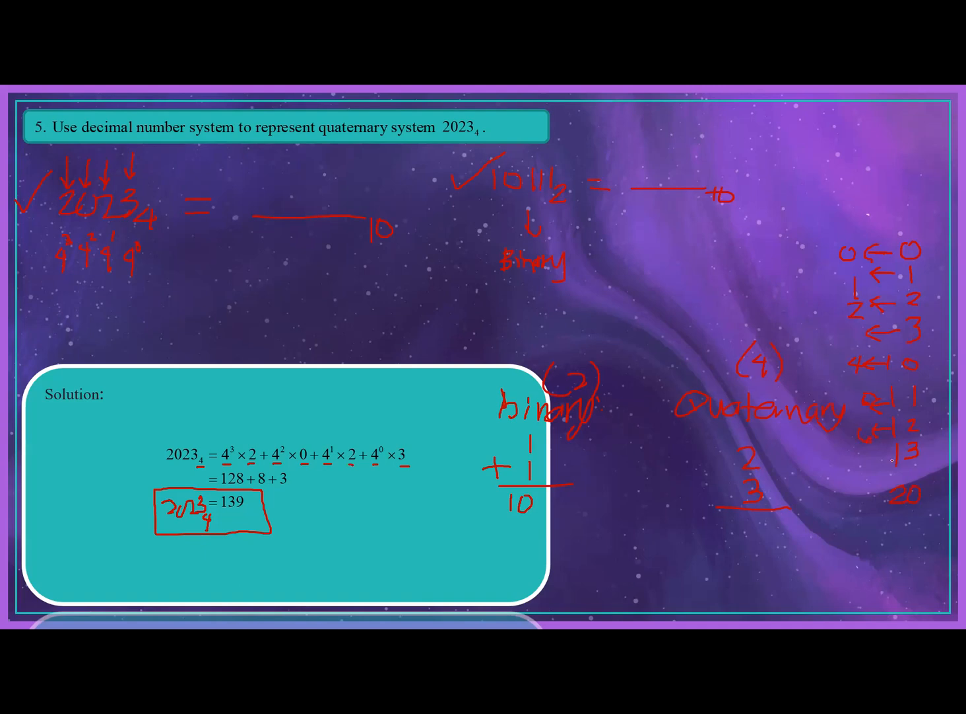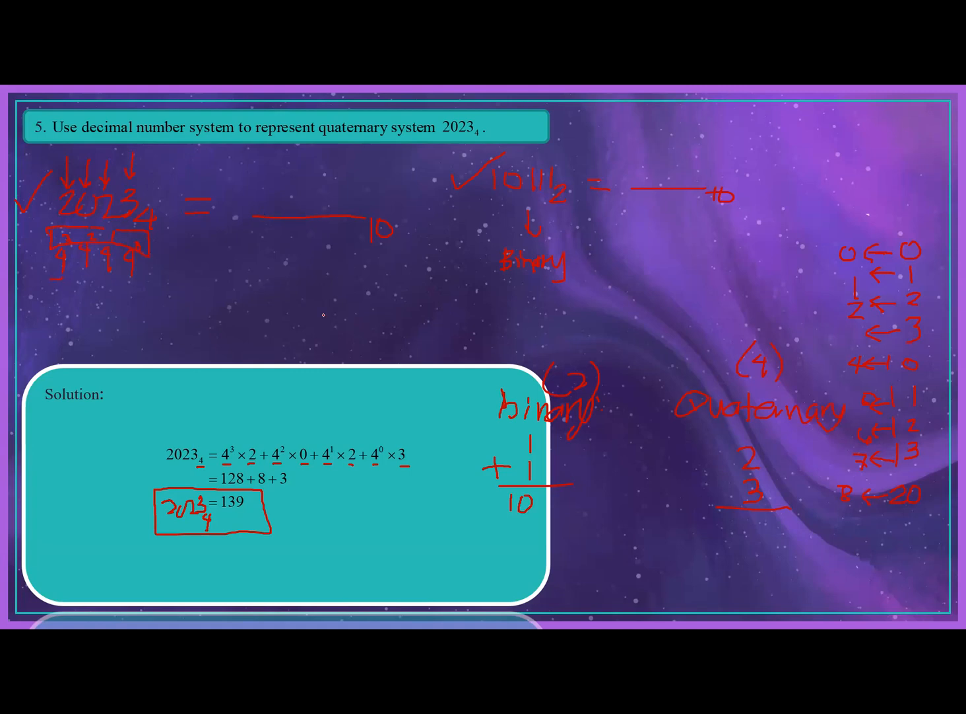This is our 6. This is our 7. And this is our 8. So basically, you just need the base and the placement. The exponents are the placement. So our tens digit, our hundreds, our thousands.